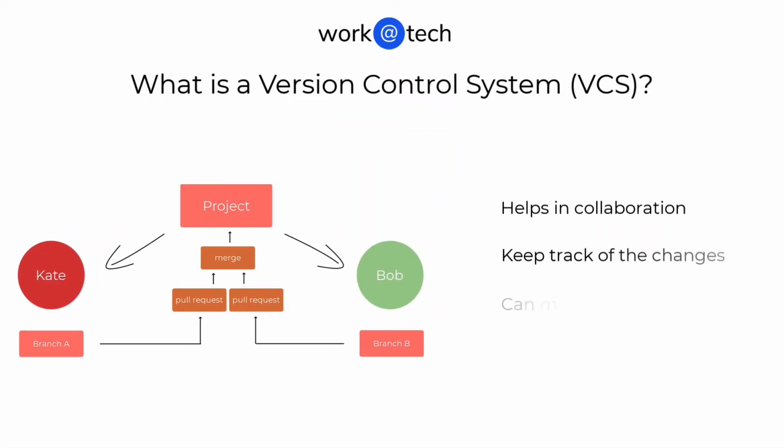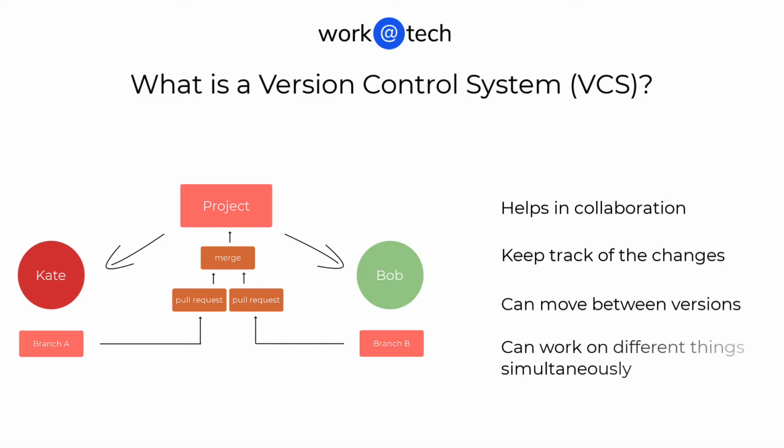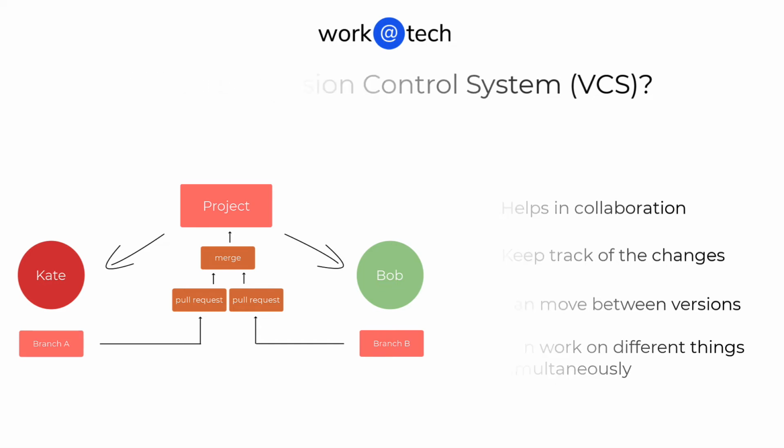The version control system will also help them to keep track of the changes made by each other and work together easily. So basically, the changes made by Kate will be made available to Bob with the help of this version control system, and vice versa. The changes made by Bob will also be available for, let's say, checking by Kate. This makes collaboration easier.